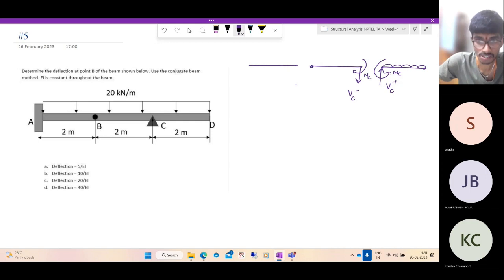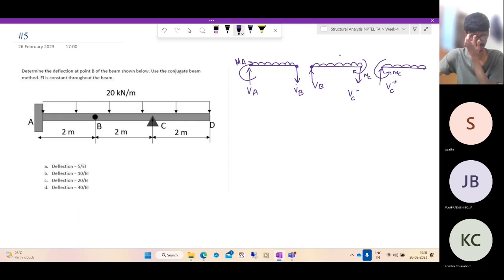This is an internal hinge, so you don't have moment there, but you have shear force. Let's call it VB. It should be equal and opposite because it is an internal hinge without any external loading. And here you have VA, MA. And all are subjected to the same forces.